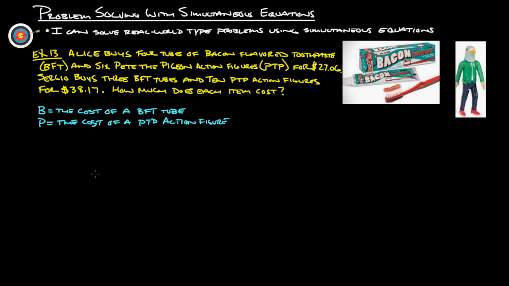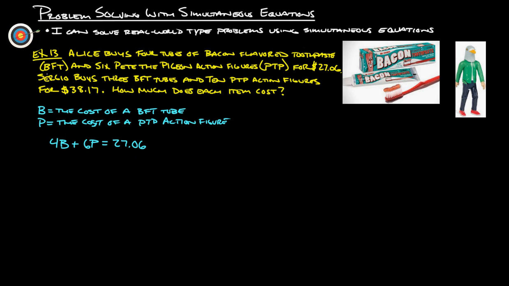Alice buys 4 tubes of bacon-flavored toothpaste. So let's do this. 4 tubes of bacon-flavored toothpaste plus 6 Pete the Pigeon action figures, 6 Pete the Pigeons, equals cost her $27.06. Okay, so 4 times the cost of the bacon-flavored toothpaste plus 6 times the cost of the Pete the Pigeon action figures ended up costing her $27.06.